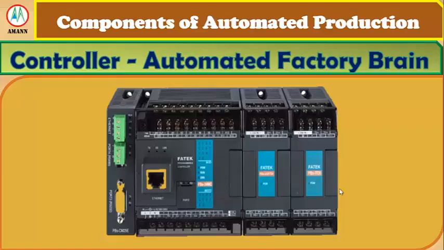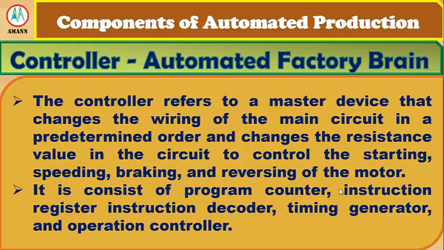This is components of automated production. We have controller. Controller, known as automated factory brain. The controller refers to a master device that changes the wiring of the main circuit in a predetermined order and changes the resistance value in the circuit to control the starting, speeding, braking, and reversing of the motor.